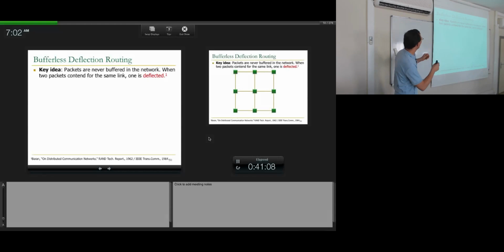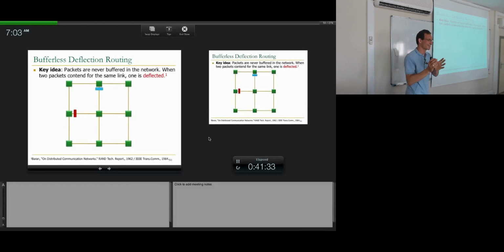Basically, whenever you have two packets that are trying to use the same output port in a router, don't buffer the packets, but deflect one of them to a destination that it doesn't want to go to. So you can think of a packet like a hot potato. Nobody wants to hold it. It's too hot. Routers are trying to hold it, but the routers are always passing the packet to some other router. So let me just demonstrate this.